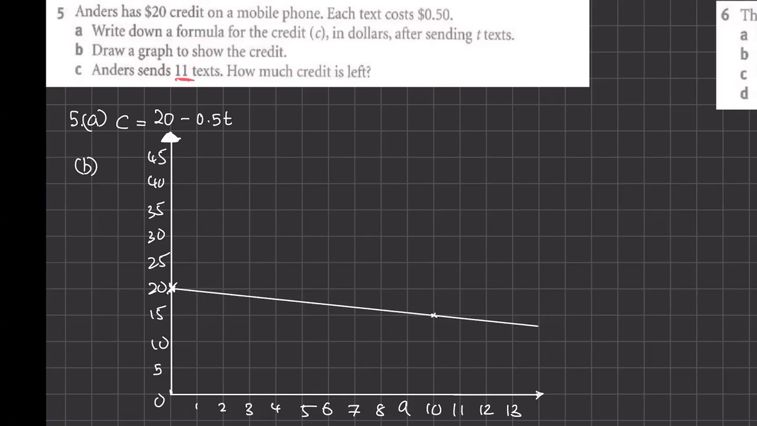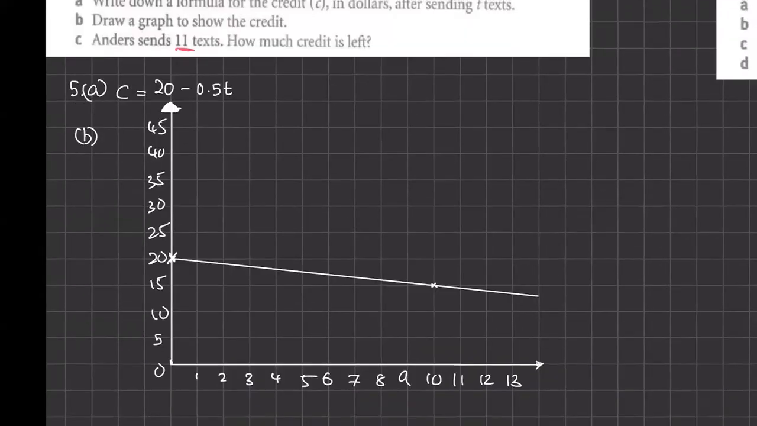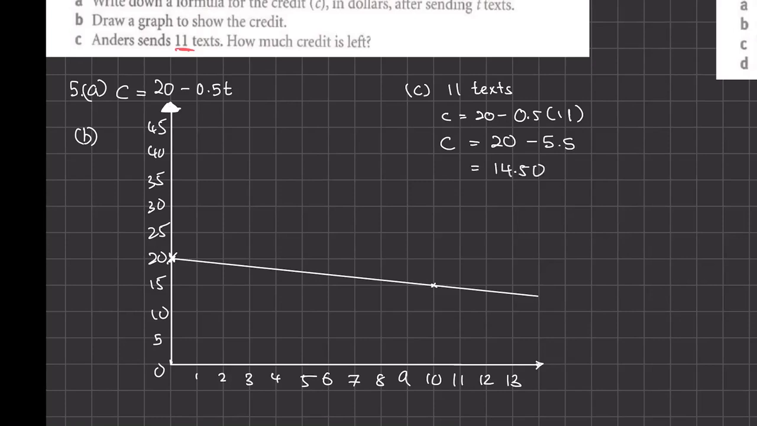And I say, oh, Anders sends 11 texts. How much credit is left? Okay, it didn't say that you need to use the graph. So I would just use calculation method to show it to you. So C, it says that 11 texts. So the credit will be 20 minus 11 times 0.5. Or you just want to write 0.5 times 11, also can. C is equal to 20 minus $5.50, $14.50. That's how you do number 5.